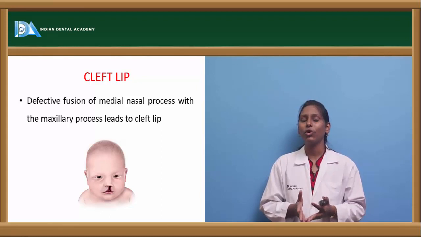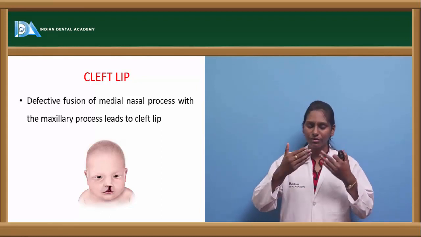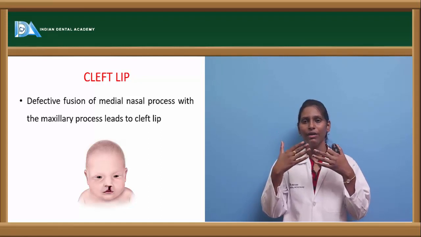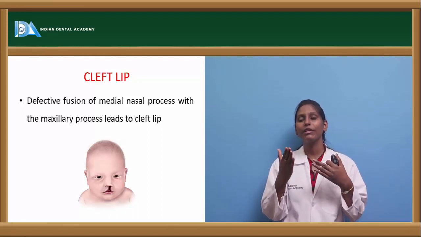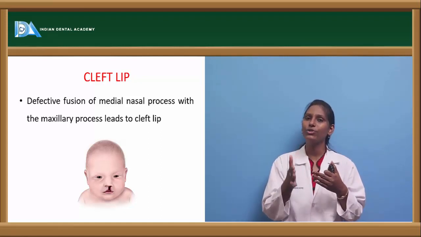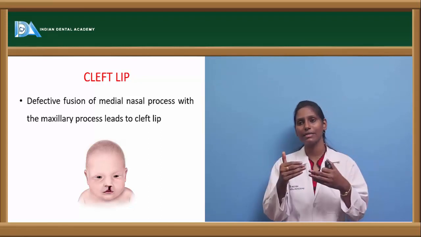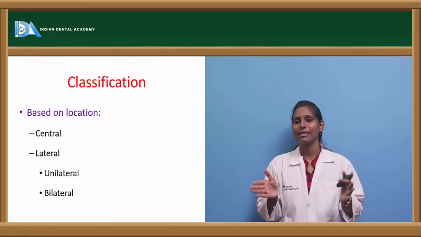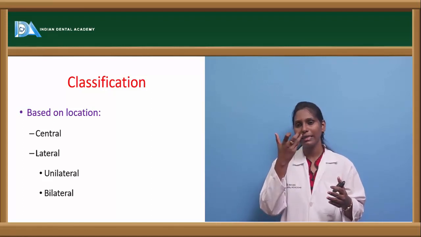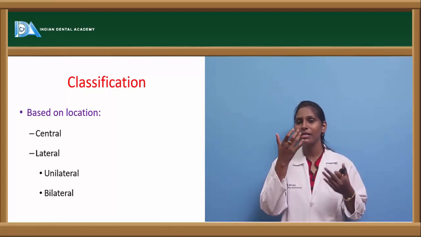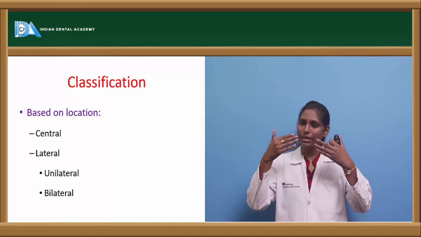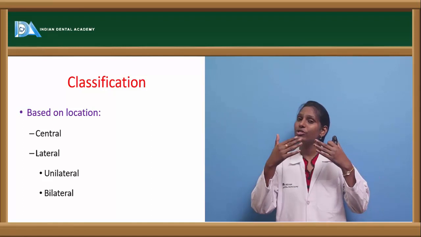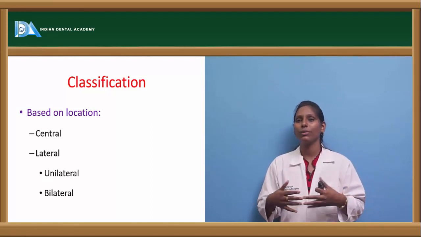In cleft lip, we know the median nasal process and the maxillary process fuse to form the lip. In case of cleft lip, there will be defective fusion of the medial nasal process and the maxillary processes, leading to a cleft lip. This cleft lip can again be classified into central or lateral. In the central type, the fusion between the nasal process and the two maxillary processes does not occur properly. In case of lateral, the fusion between the maxillary processes is not properly occurring.